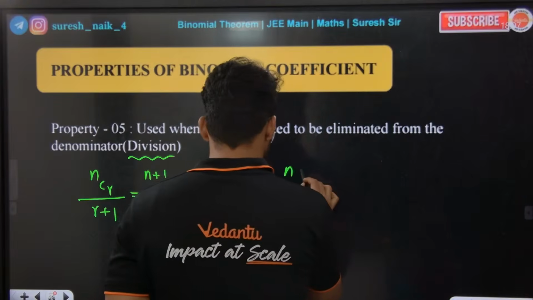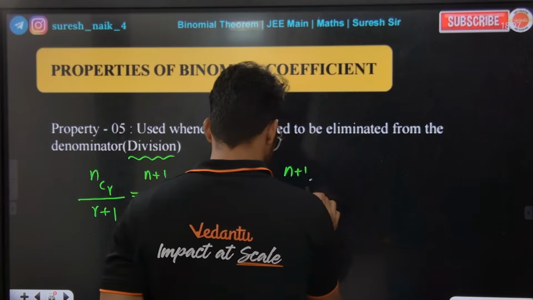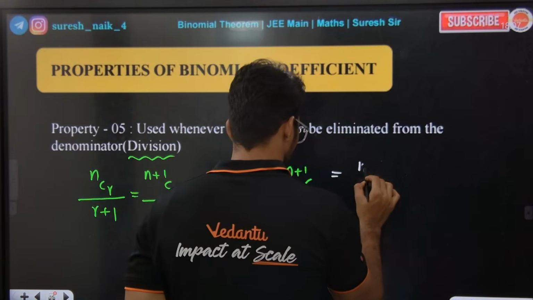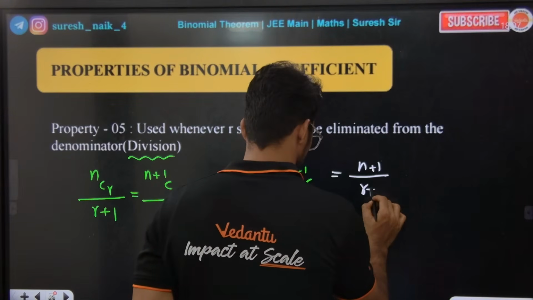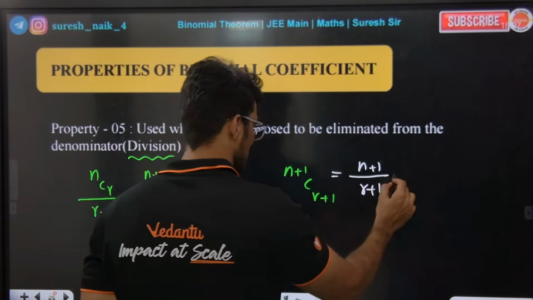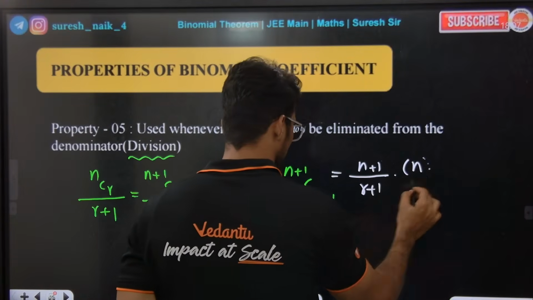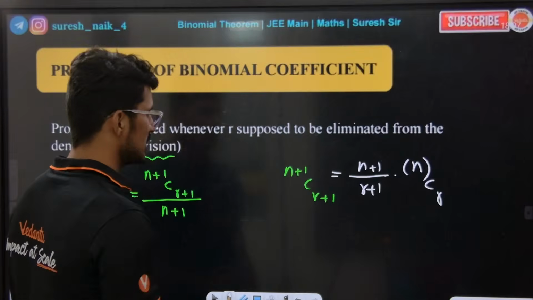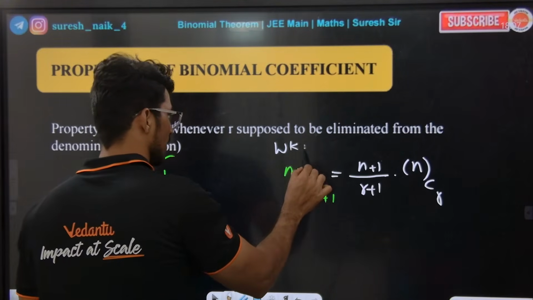Guys, (n plus 1)C(r plus 1), see, can be written as what? Tell me. n plus 1 divided by r plus 1, into nC r, that is, n plus 1 with n lowered by one and r plus 1 with r lowered by one. This is the property. We know this, right?